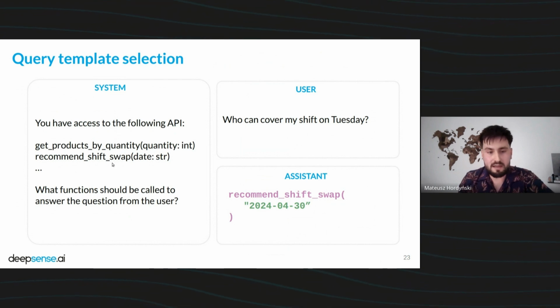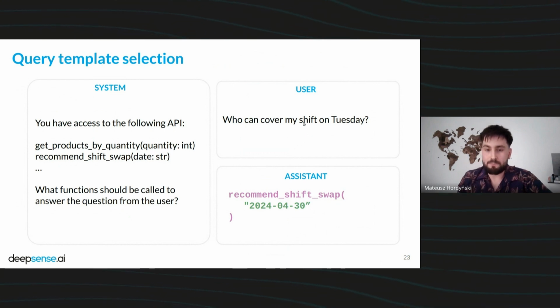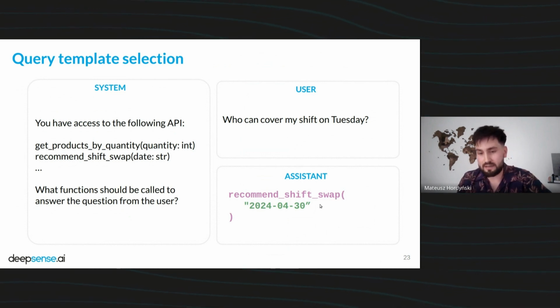And after listing all of our functions, all of our query templates, we instruct the model to suggest what functions should be called to answer the user question. So taking our example with covering shift, we have a question, who can cover my shift on Tuesday? And all the model did here, it suggested to call the recommend shift swap function with a date for next Tuesday.